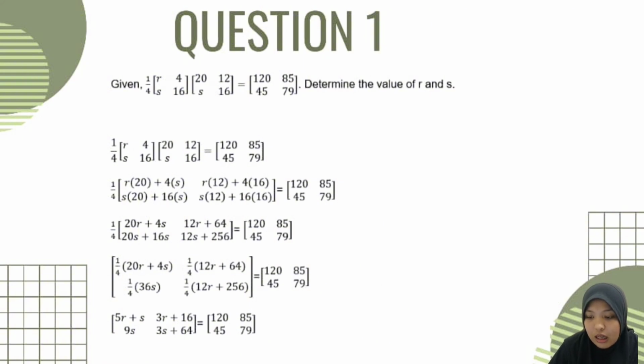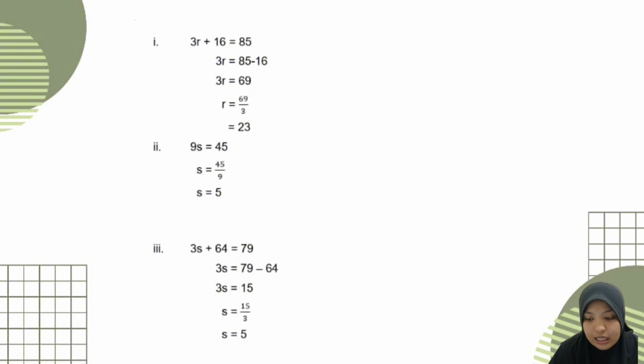So for the R and S values, I solve 3R plus 16 equal to 85. So 3R equals 85, and plus positive 16, take it to the back, so it changes to negative 16. So 3R equals 69. So R equals 69 over 3, equal to 23.